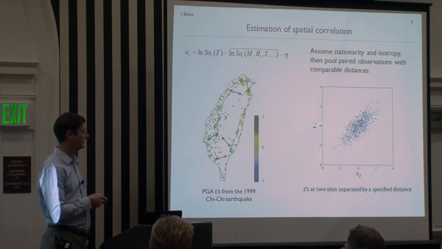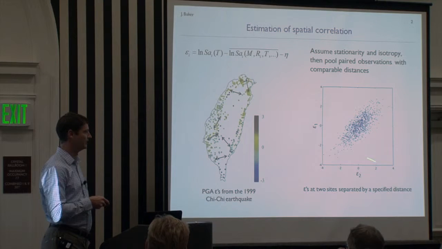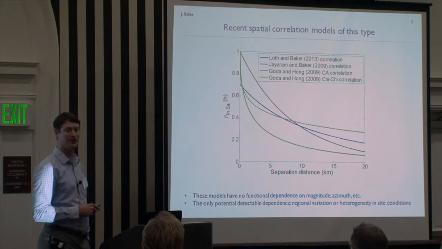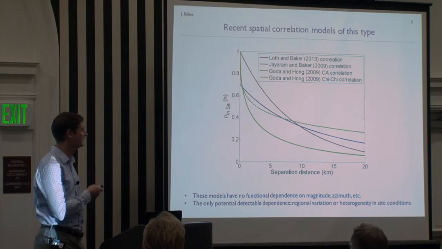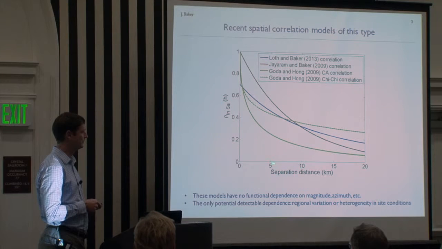Look at the correlation. Marginally, this epsilon 1 is normalized, so it's a little inconsistent with that equation, and has a standard deviation of 1. If you observed an epsilon at another station, you'd have a reduced standard deviation there. You do that for separation distances that vary larger and smaller, and look at how those correlations change with separation distance. So here are 4 plots of different recent models, a couple by my students and some by Goda and Hong, showing those correlation coefficients with separation distance.